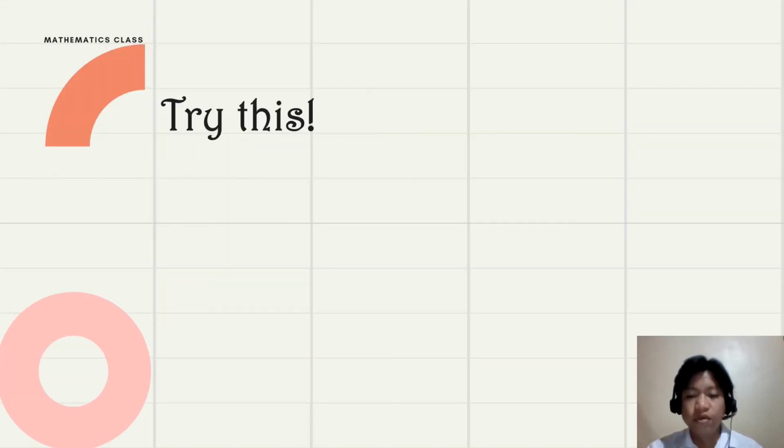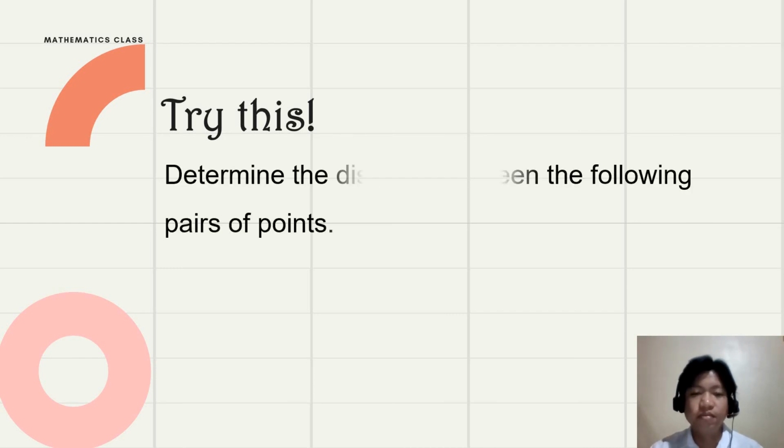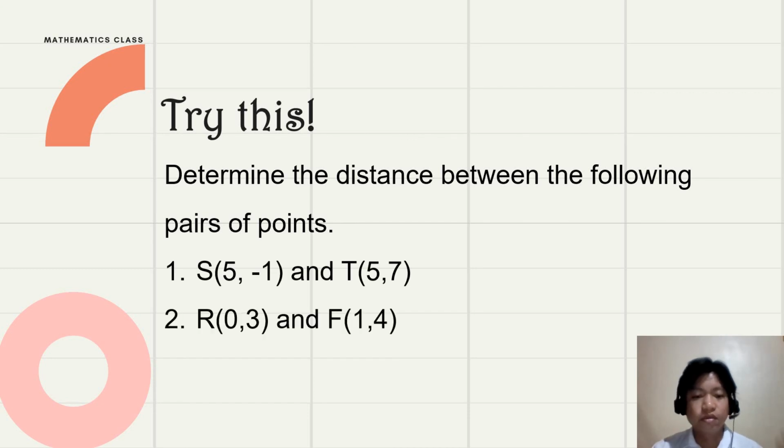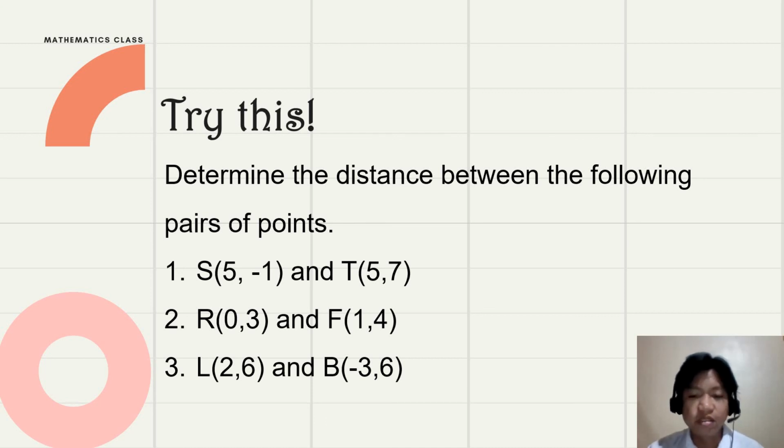Now, so if you're ready, so you can try this problem. Okay, so you just use the formula for getting the distance between pair of points. So let's try. So ito yung ating 3 pairs of points. So you just solve for the distance between these points. And then kung may sagot na kayo, lagay nyo lang sa ating comment section and then titingnan natin kung tama ang inyong mga naging sagot in this topic about the distance formula.